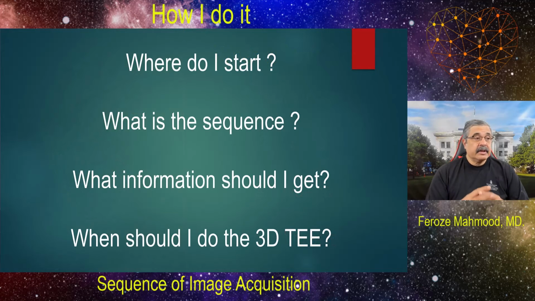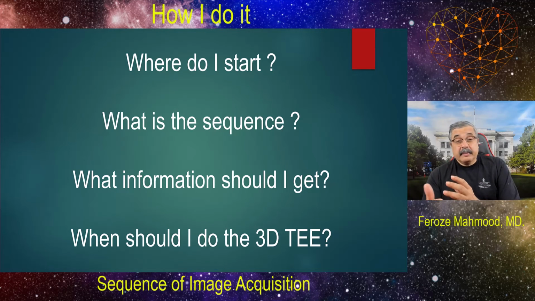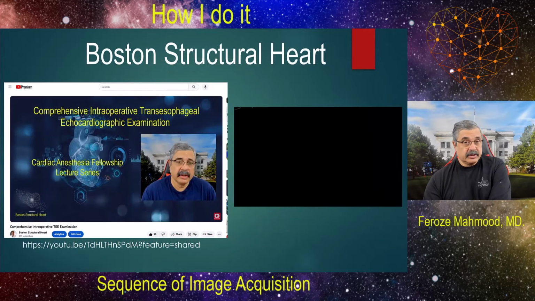It's always a question that bothers a lot of fellows. So where do I start? What is the sequence and how do I go from one examination to another? And what is the bare minimum information or the maximum information that I can provide and that I should look for? And also now with an added benefit, or also an added problem, of having three-dimensional imaging probes, when and what should I do the 3D TEE for? So these are all good questions.